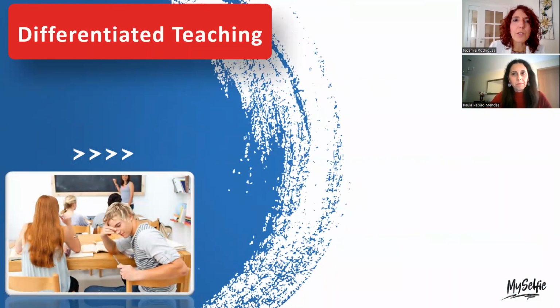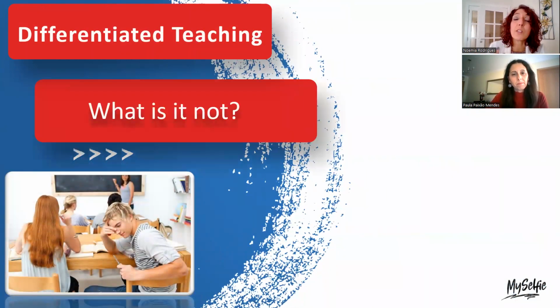It may be easier to start with what is not differentiated teaching. Teaching isn't differentiated when a teacher sets the same task for every student, provides little variation, assesses all students against a general criterion, applies differentiated teaching techniques only for gifted students or only for striving students.